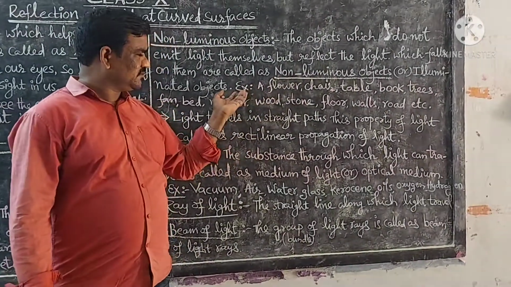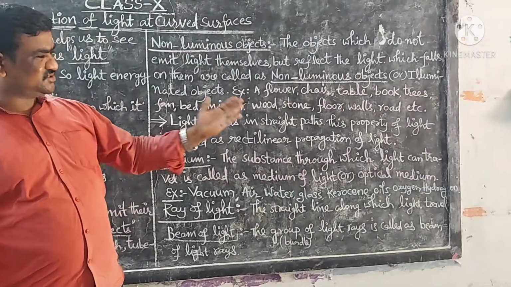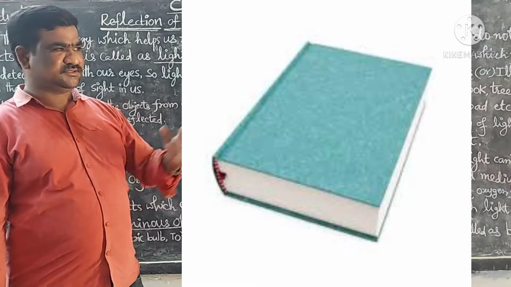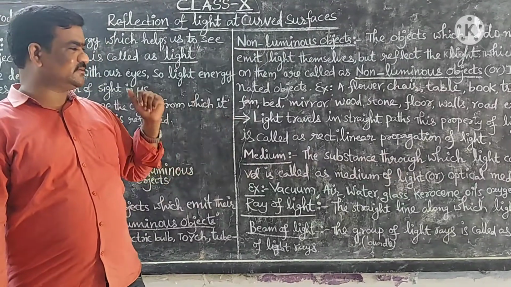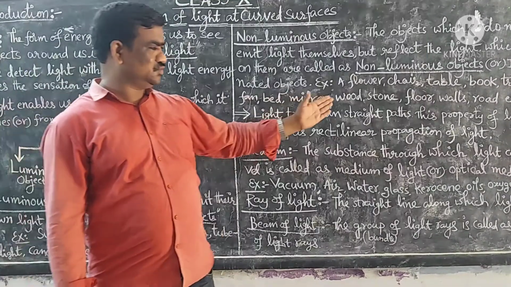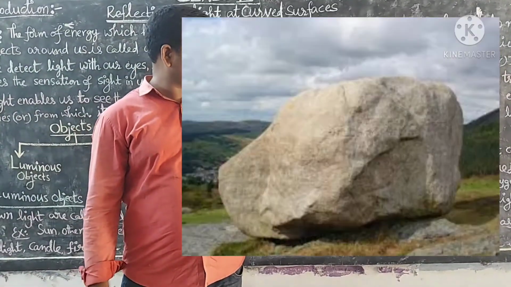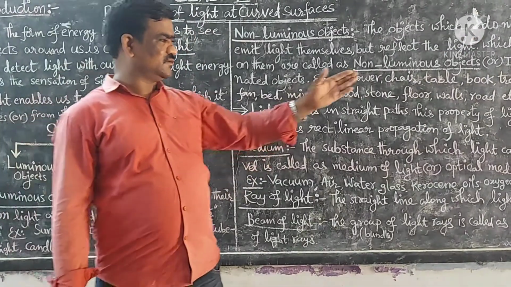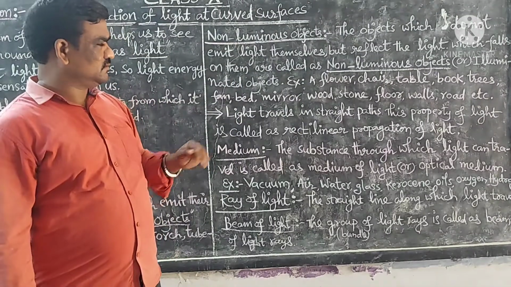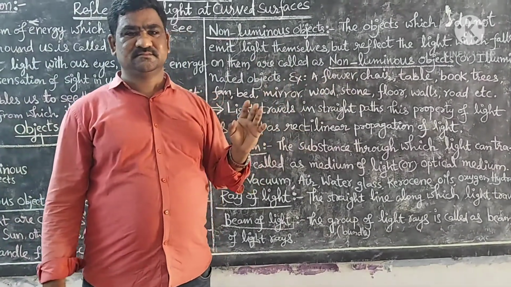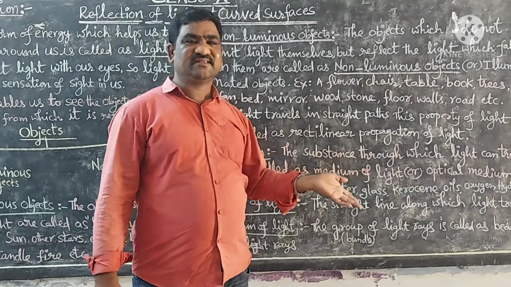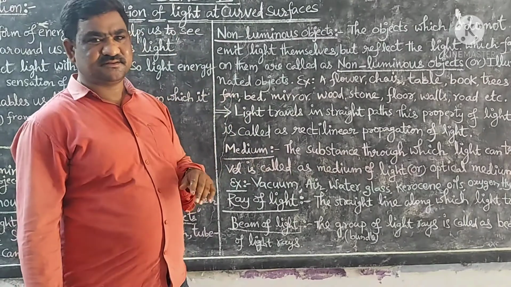For example, a flower, chair, table, book, trees, fan, bed, mirror, wood, stone, floor, walls, road, etc. So all these do not emit their own light, but they can reflect the light which is falling on them.